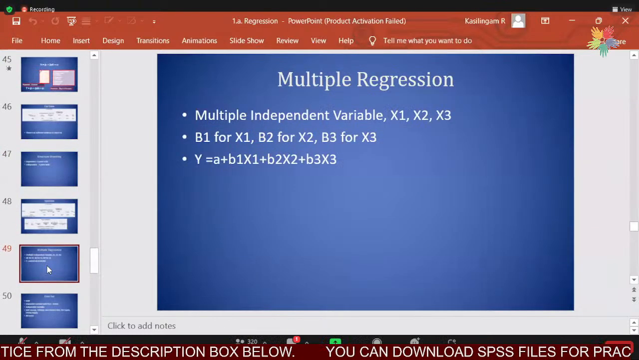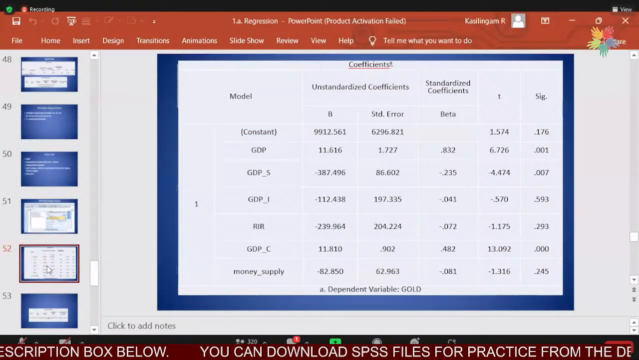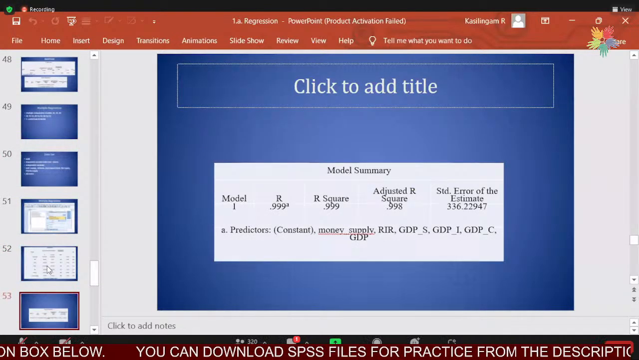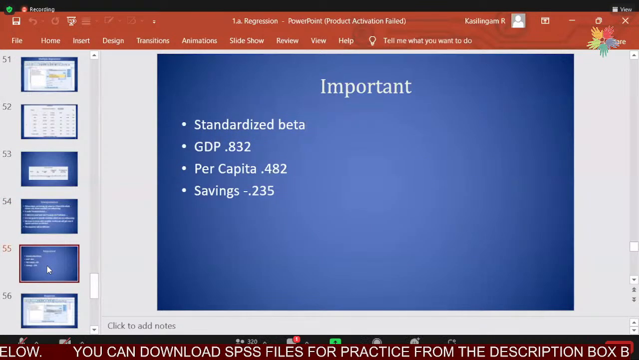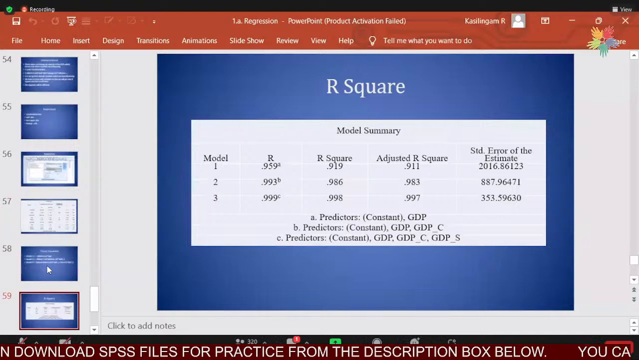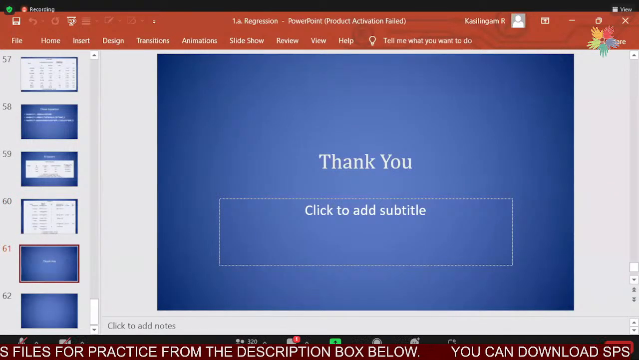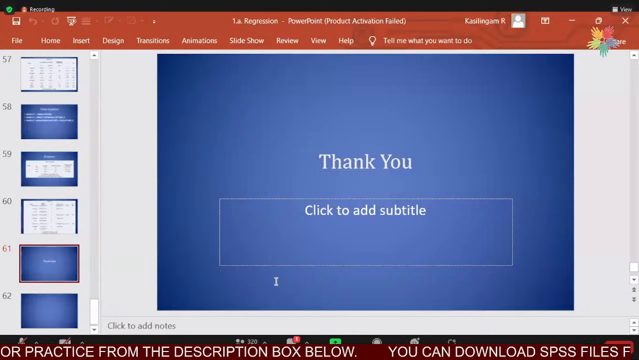Okay, then tell me, madam, this is the multiple regression, right? All should be metric, right? Yes, ma'am. Yes, go ahead with the question. Thank you, sir.